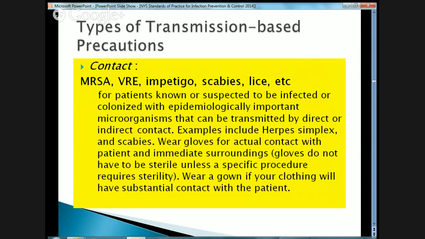The other contact precaution is the yellow sign for us. It has to do with MRSA, VRE, impetigo, scabies, and mites, and all of those. You should be wearing contact gloves and gowns upon entering, as in the C. diff room, to protect your clothing because the environment is considered contaminated.